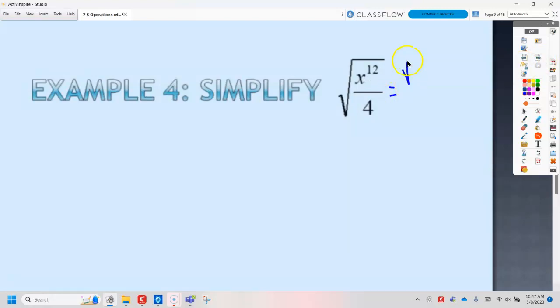So again, break it into square root of x to the 6th over square root of 4, and you get x to the 3rd over 2. You'll see that I write out that extra step sometimes so that I don't give up my square roots.